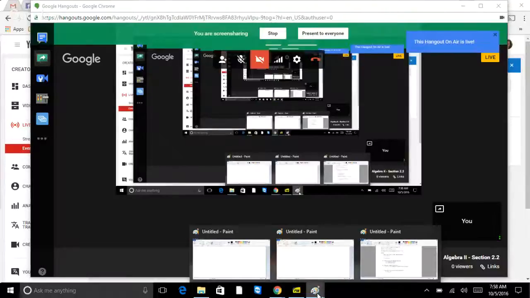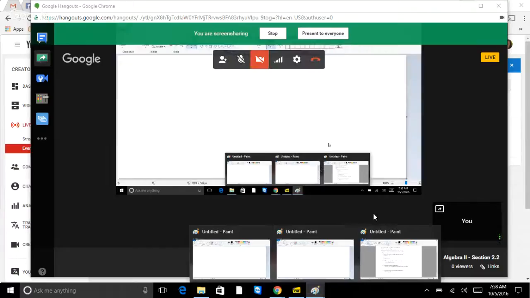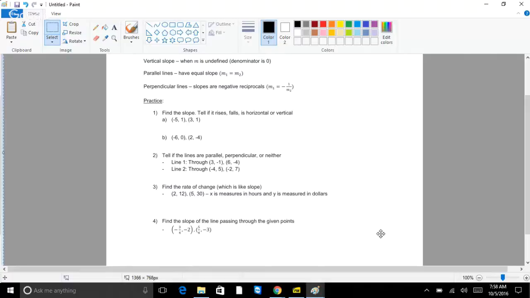You're watching this. This is the second part of section 2.2 in Algebra 2. It's a lot of twos. If you remember on Monday in class, we were talking a lot about slope. We spent a lot of time talking about what the slope of a line is, what that means, and we didn't quite get through the rest of the questions. So I wanted to go over those with you so you could go ahead and complete your homework.